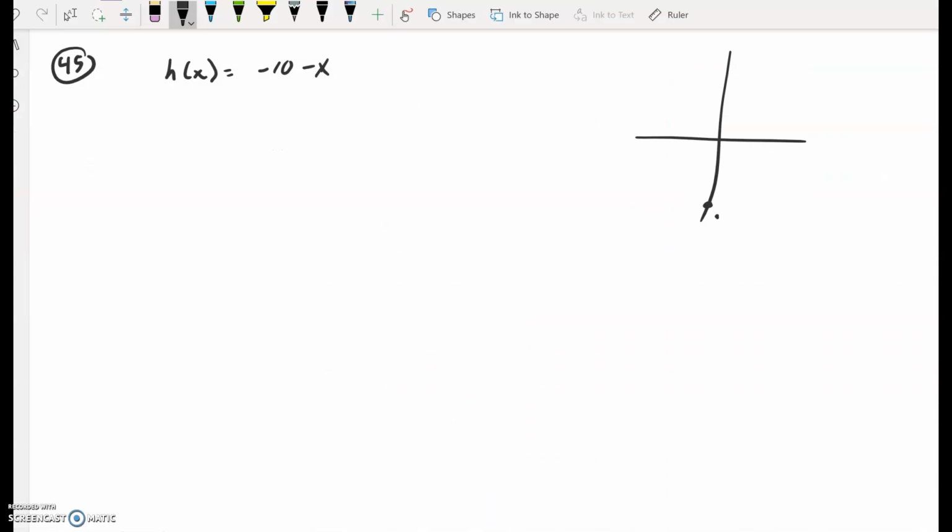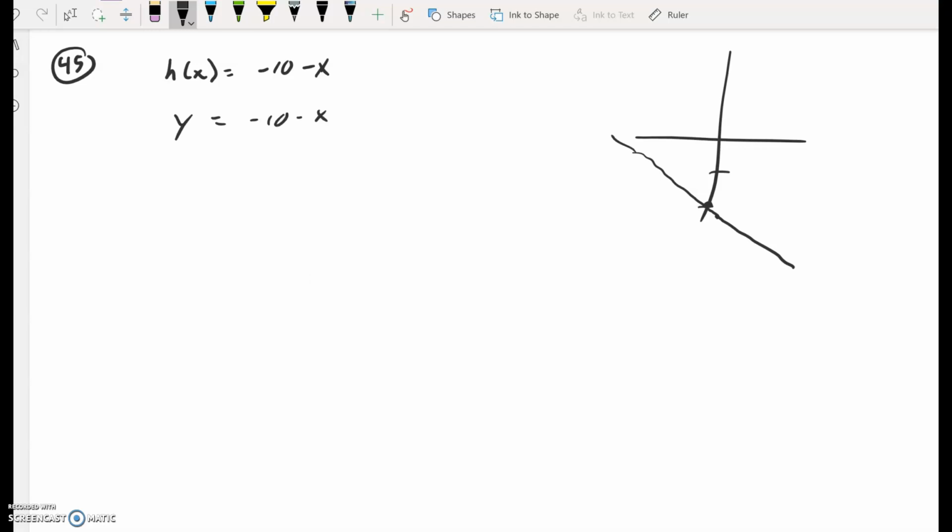Here's our function. It's a line. The y-intercept is at 0, -10. I've declared this to go by 5, so this is -10. And the slope is -1, down 1, right 1, so it looks kind of like this. And it's going to have an inverse because it's one-to-one. And so let's find the inverse.